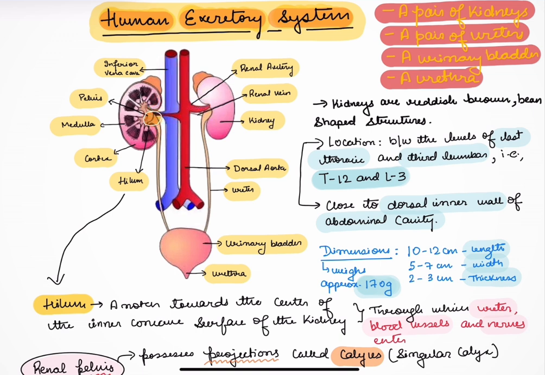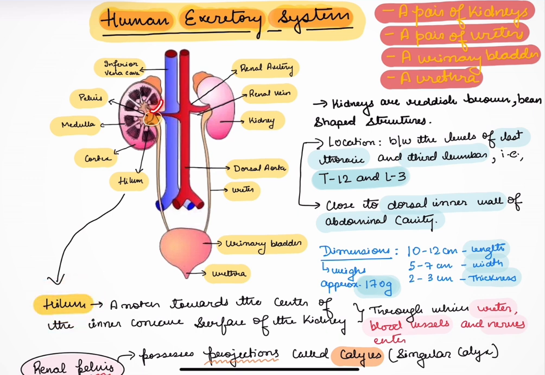notch-like structure. Now, if we look closely at the bean-shaped structure of the kidney, we see that this is a concave structure through which the ureter, the renal artery, and the inferior vena cava, they all enter into the kidney. And this structure is known as hilum. Since it allows the entry of ureter, blood vessels, as well as the nerves, it is of utmost importance.